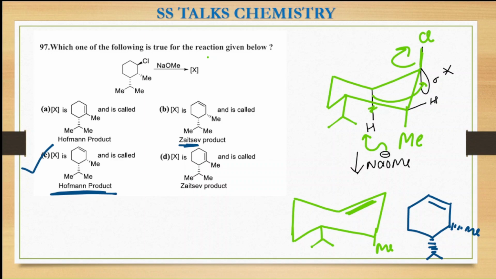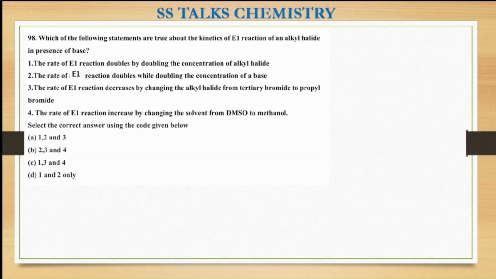Okay, so this alkene, how is it being formed? And since it is the less substituted one, we have called it the Hoffman product. Okay, so let us move on to the next question now, that is this one.